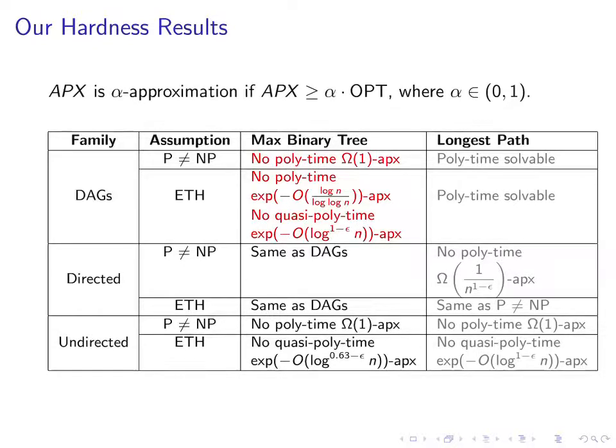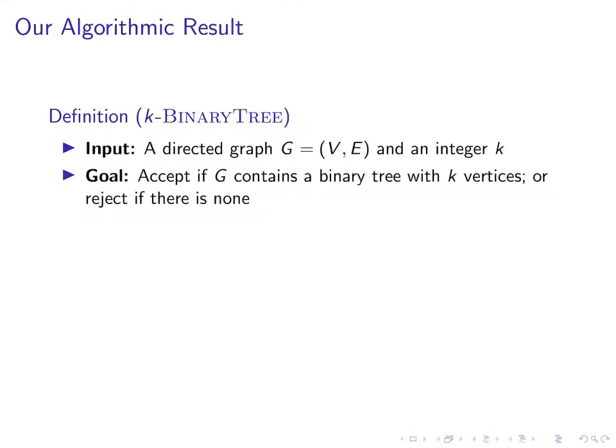In this talk, what I will be focusing on is the max binary tree problem for DAGs. Our algorithmic result is a fixed parameter tractability result, parameterized on the size of the solution. Consider the problem k-binary tree where the input is a directed graph and an integer k. The goal is to answer yes if the graph contains a binary tree of size k, and answer no otherwise.